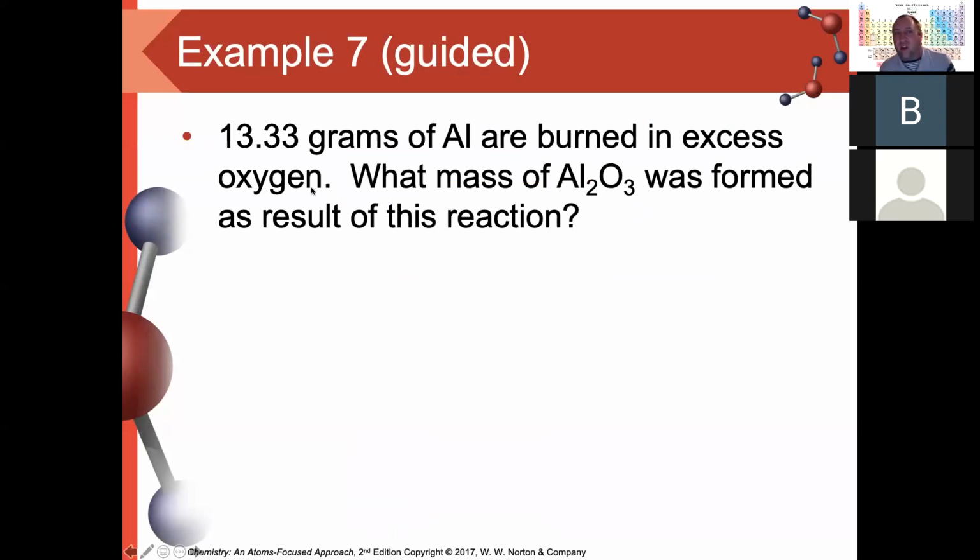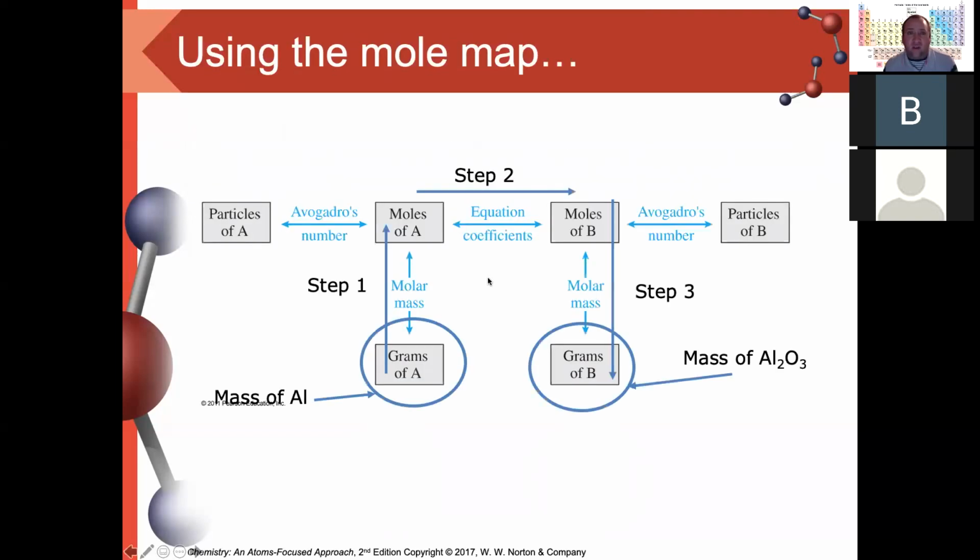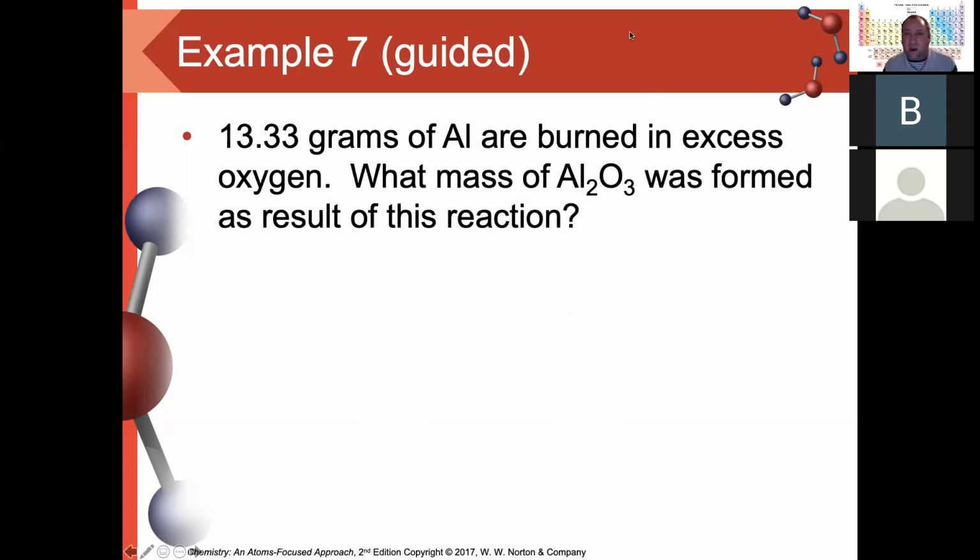In this example, I've got 13.33 grams of aluminum burning in excess oxygen. The question is, what is the mass of aluminum oxide that is formed as a result of this reaction? Before I can do any of this, I need to look at the balanced equation. I've got aluminum reacting with oxygen to make aluminum oxide.